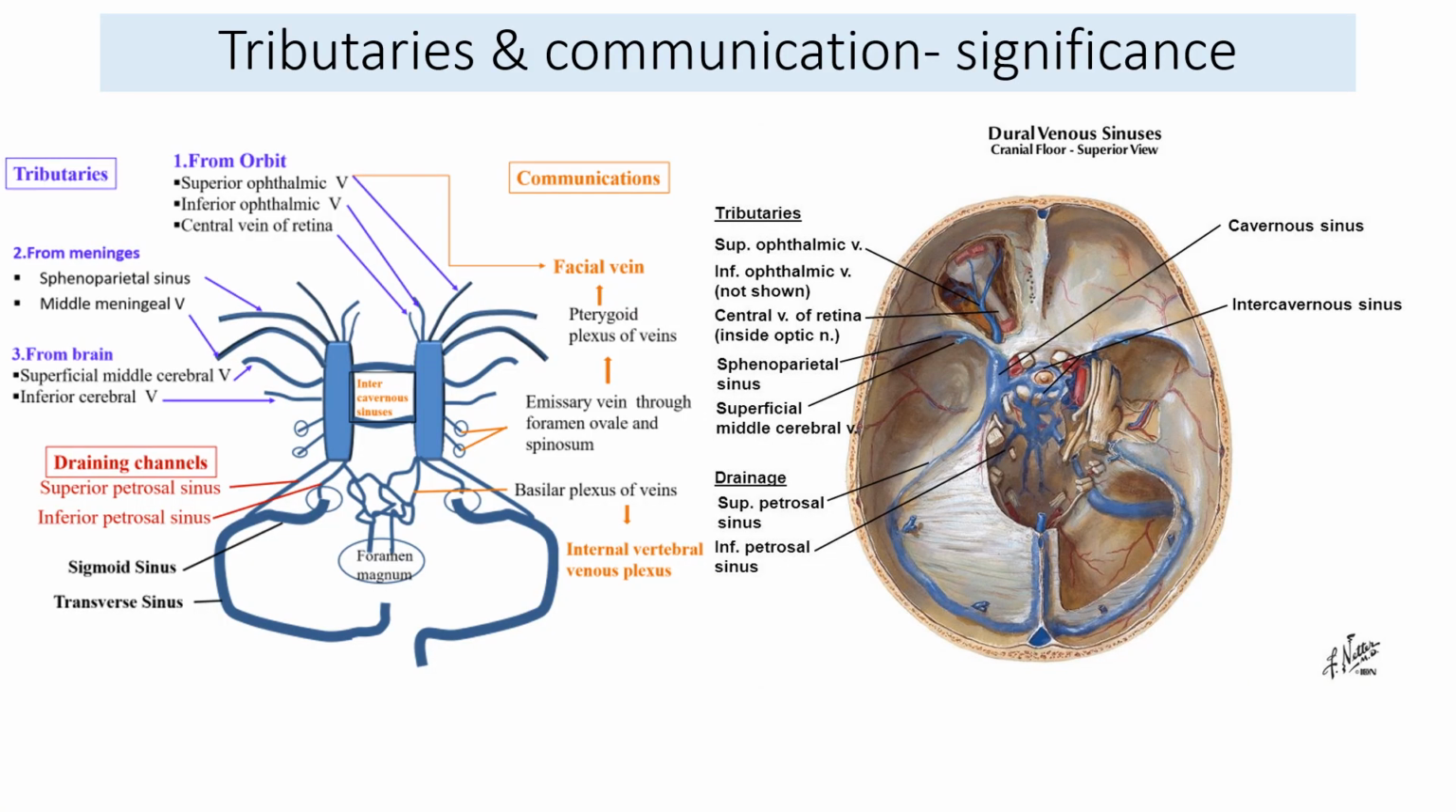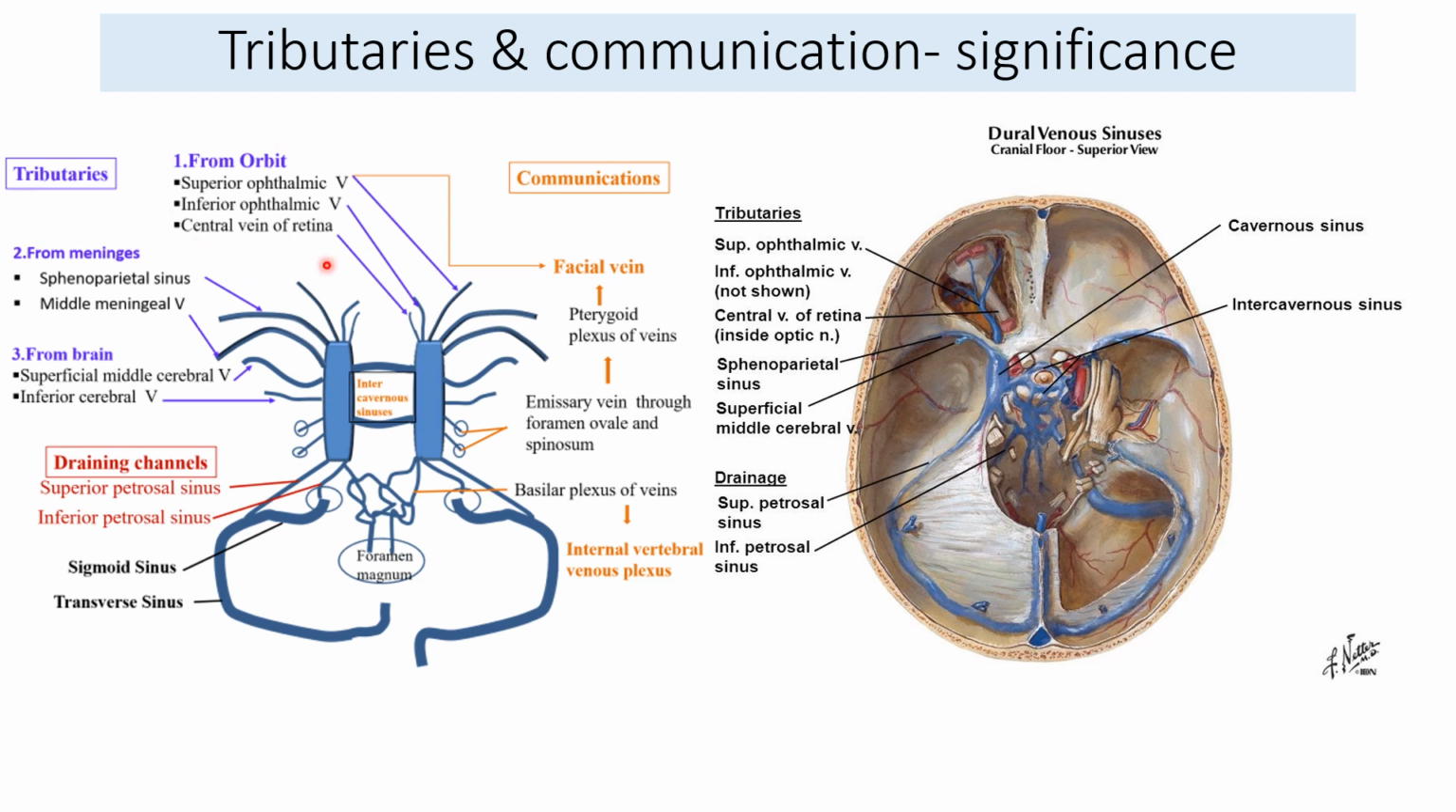So let us see the tributaries and communications and the significance of that. Here this is the cavernous sinus shown over here, and the sinuses connecting the two sides are the anterior intercavernous sinus and posterior intercavernous sinus. So these are the two connecting venous channels. Apart from this, there are many veins which are draining into the cavernous sinus.